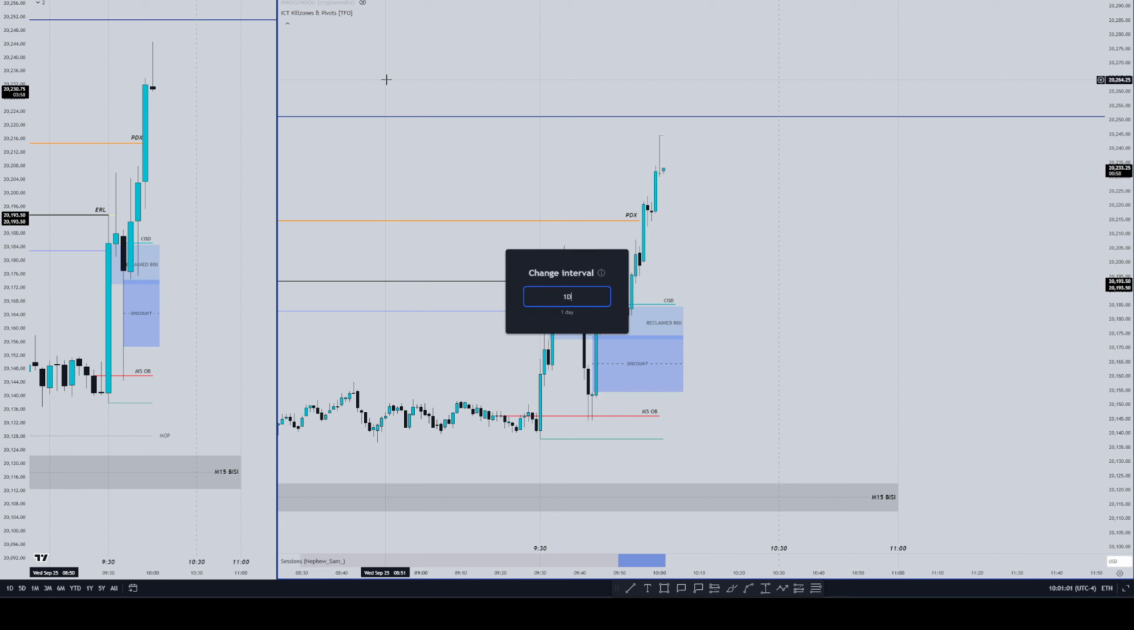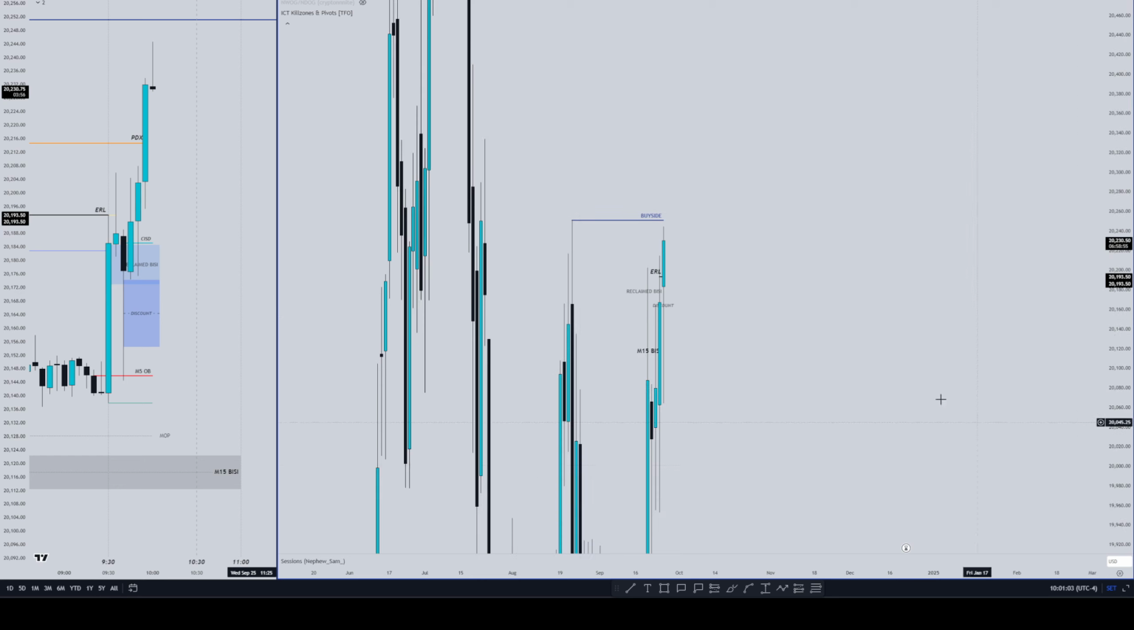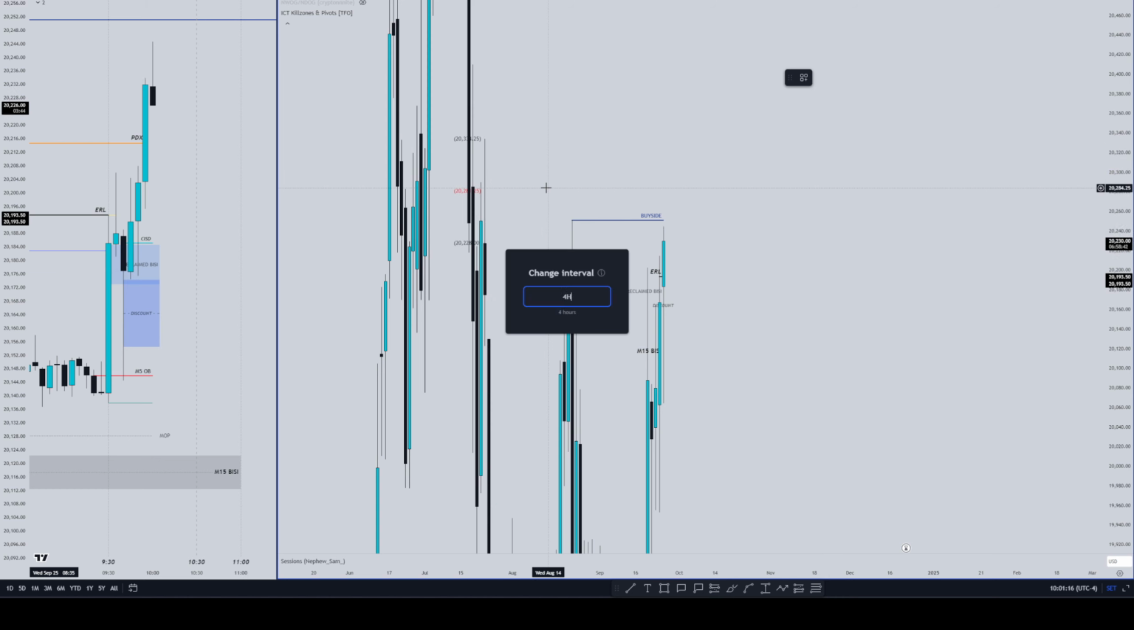I'm actually curious. Where's that daily inefficiency? It's all the way up here. This is where I would mark this kind of wick out. Extend this to 50%. Boom, you have another profit objective there.